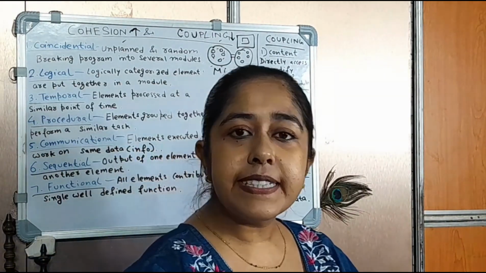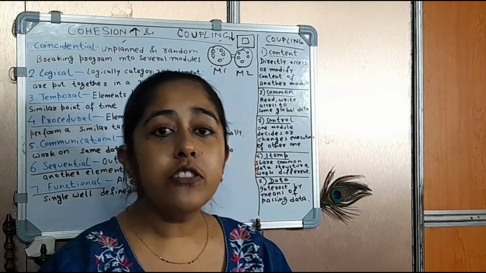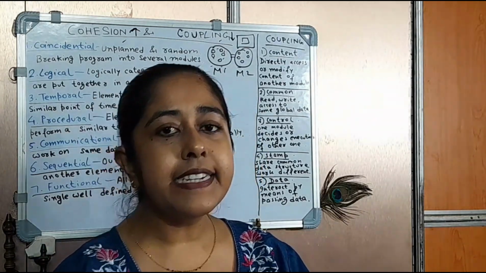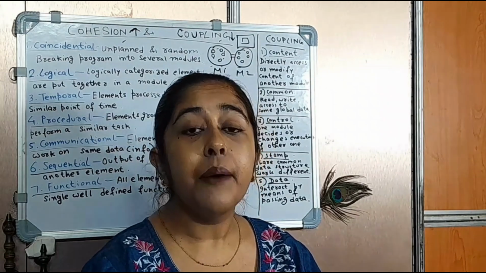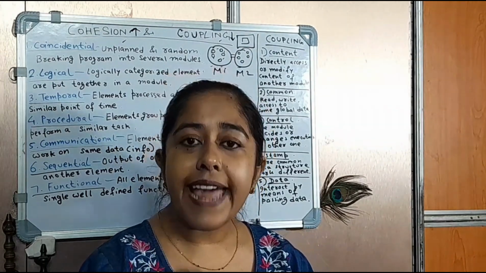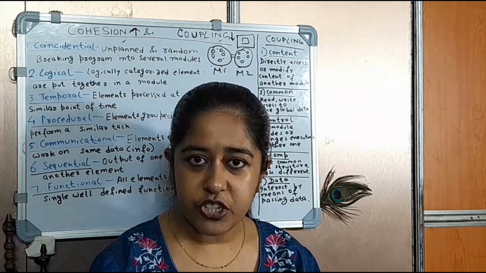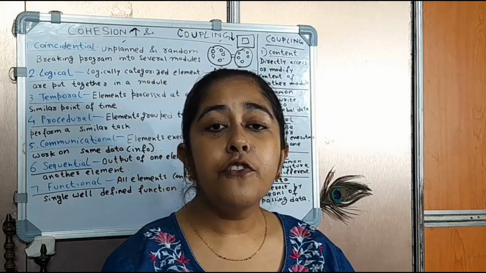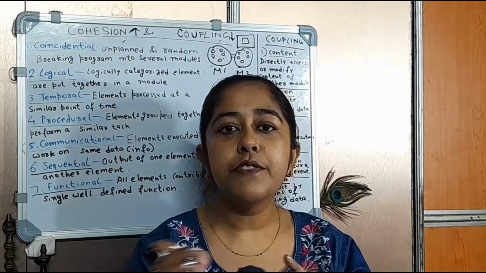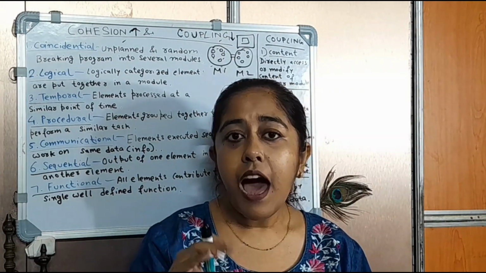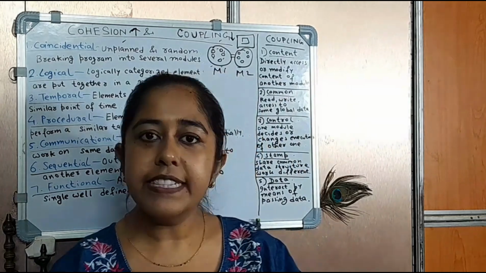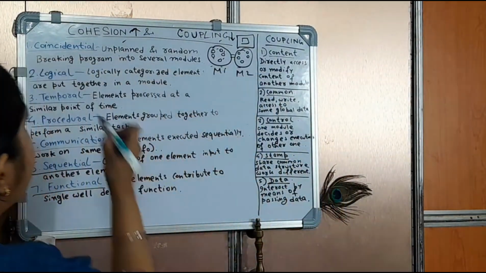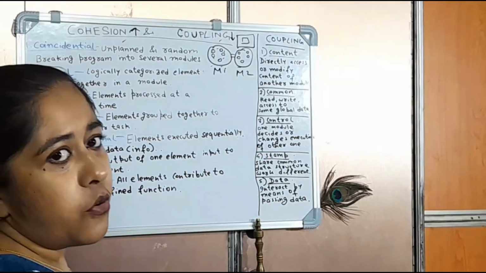Now, when we discuss cohesion, that is, how the elements in a particular module are interdependent on each other and how they communicate with each other, we have 7 kinds of cohesion. By these we can see how the different elements are interlinked with each other in a particular module. So let's first start with coincidental cohesion.